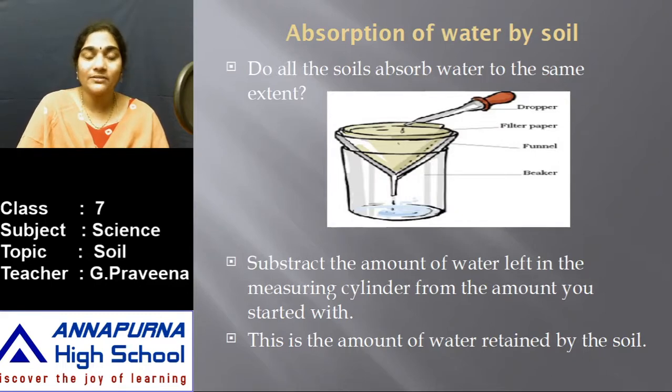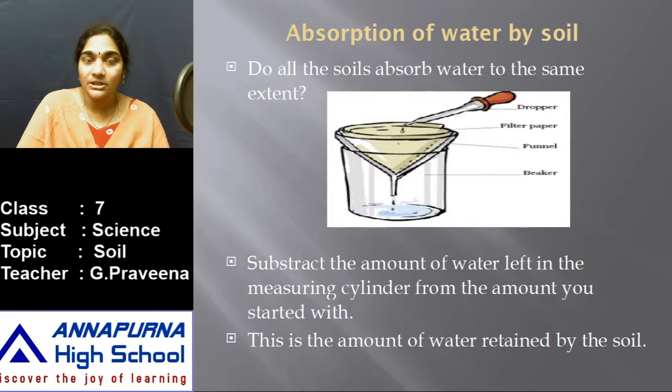And when the water starts dripping from the funnel, you can stop, but you have to measure the water for it. So the water is being collected after dripping from the funnel. The water is being collected in the beaker. Now subtract the amount of water left in the measuring cylinder from the amount you started with.